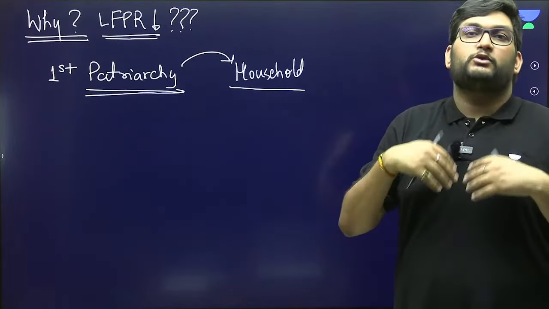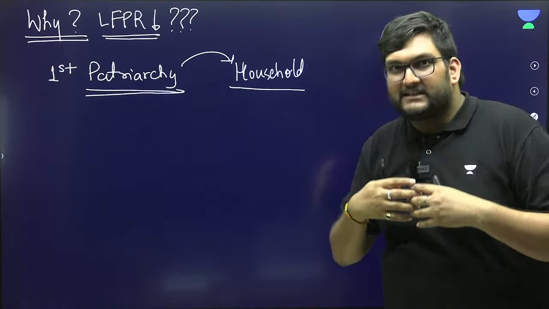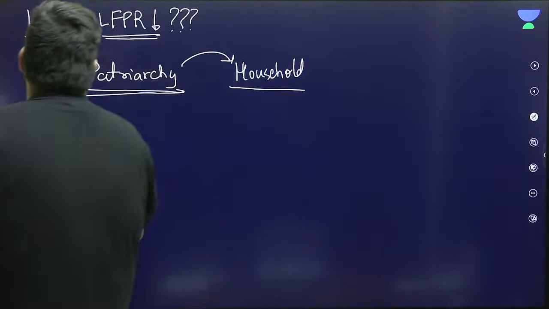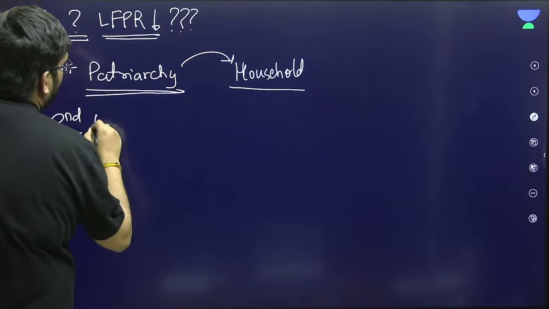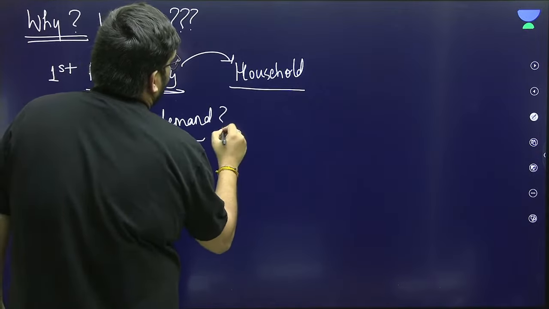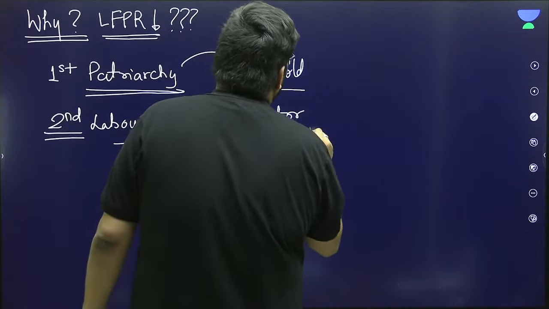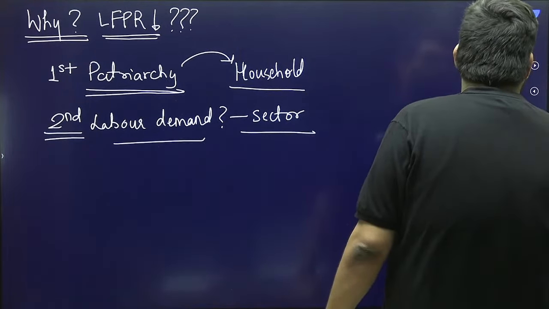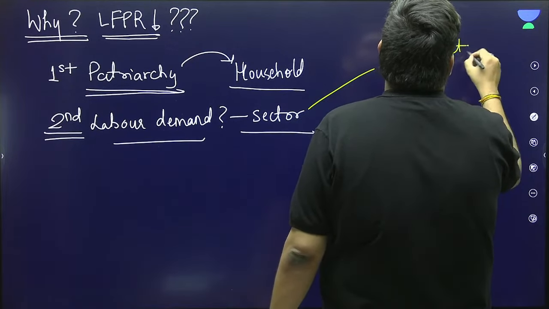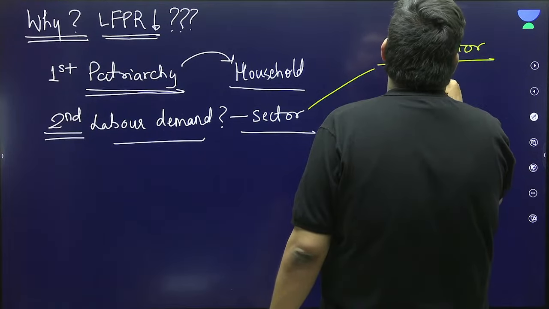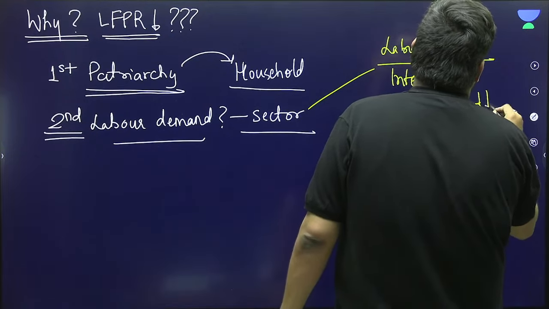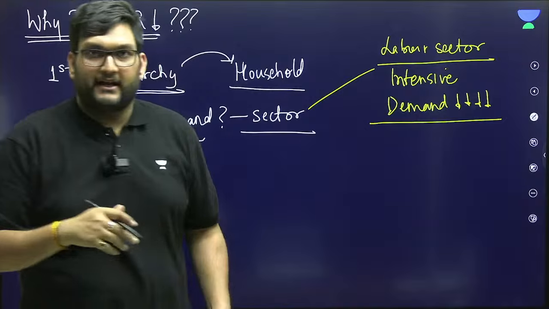Now, if she's able to transcend this issue, that is, the household has been broken, she has got permission somehow, then comes the second issue, which is labor demand. And it is in which sector? There has generally been a trend where labor intensive sectors are becoming more and more labor productive, and the demand has been falling in that regard. So therefore, where she can work, she does not get space.